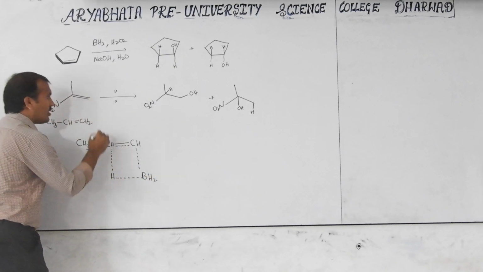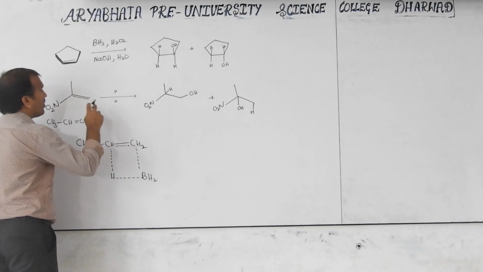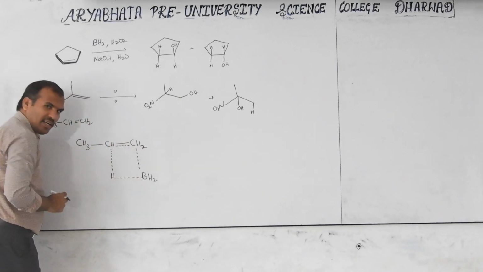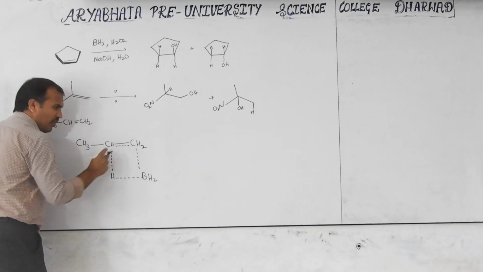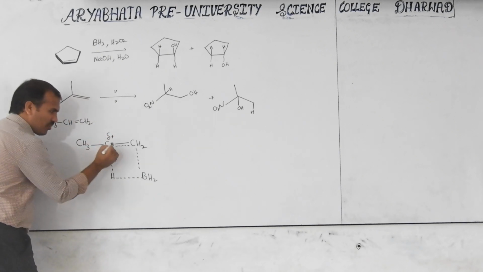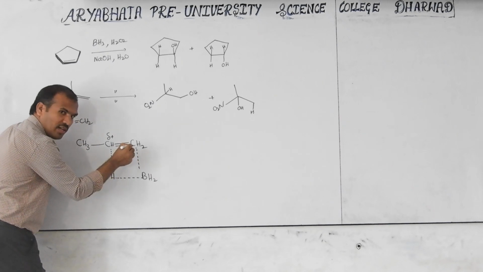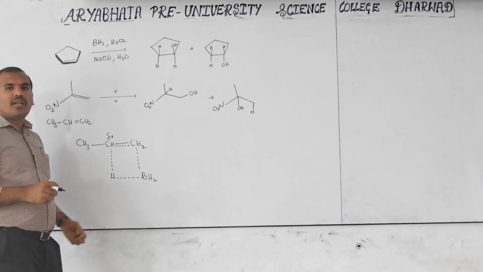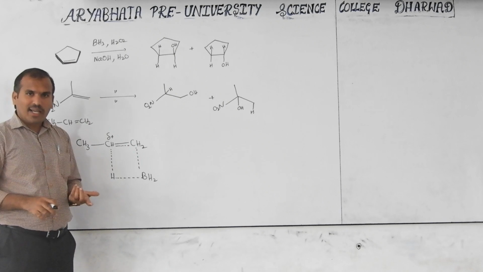BH2. Total, this is BH, and this is CH, because this is CH2. Now, this is the electrophile. It means this bond is given to here. When it is given to here, this will get positive charge, because the bond is moving like this. This is negative in the nucleophile. This negative charge in the nucleophile is given to this one. So, BH3 is an electron deficient compound. That's why it can act as a Lewis acid also.